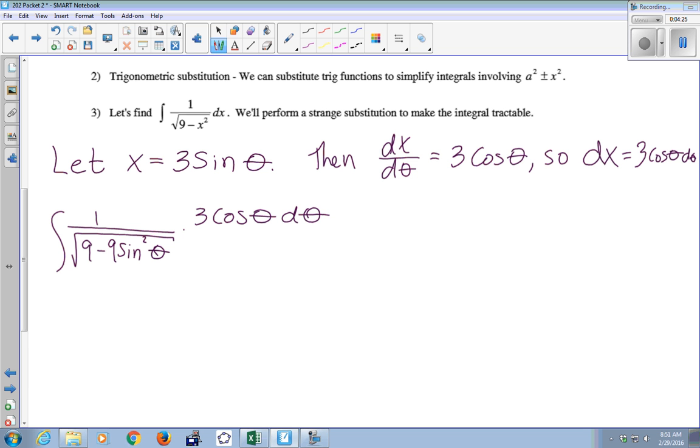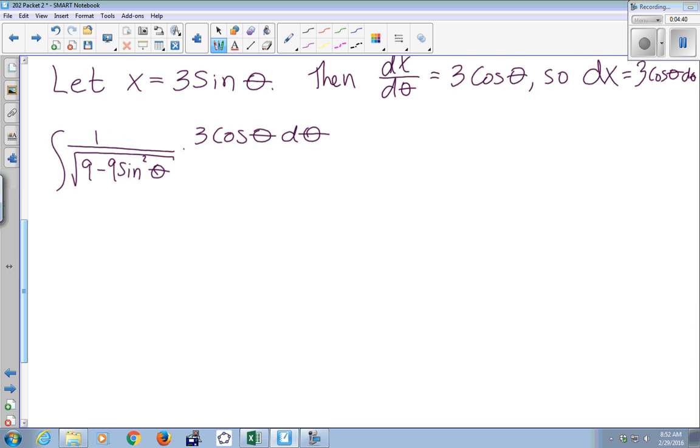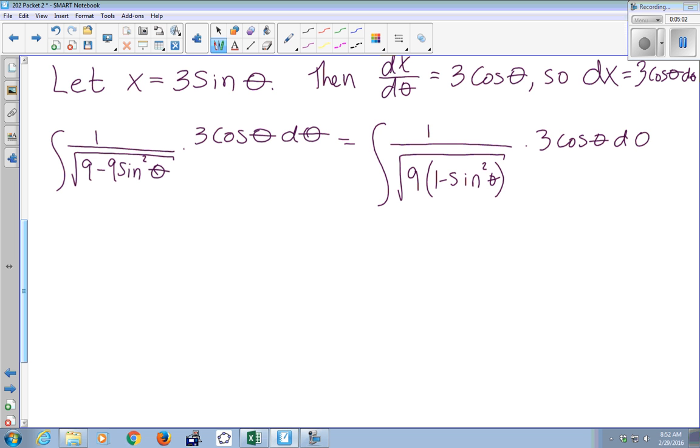All right, so now most of what's left is just some simplifying, doing some algebra inside the integral. I'm going to simplify as much as I can. Hopefully this will turn into something that's easy to integrate. All right, so looking at the denominator of this fraction, there's a 9 in both terms. Just factor out that 9. So this becomes the integral of 1 over the square root of 9 times 1 minus sine squared theta times 3 cosine theta d theta.